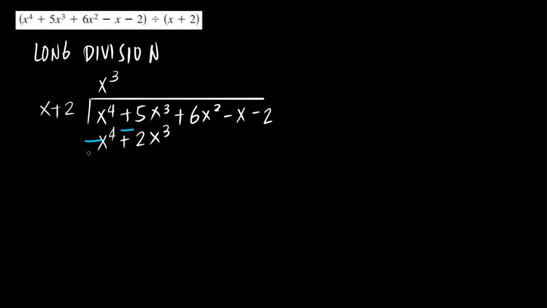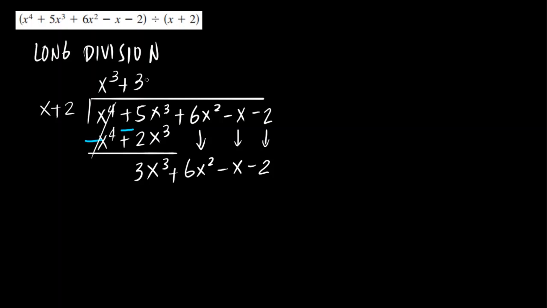Okay. And then, cancelled out. We have 5 minus 2, that's 3x cubed. And then, drop down all these other terms. So, plus 6x squared minus x minus 2. Okay. This time, 3x cubed divided by x, that is positive 3x squared. Multiply back, 3x squared times positive 2, that is plus 6x squared. And then, subtract kita dire.